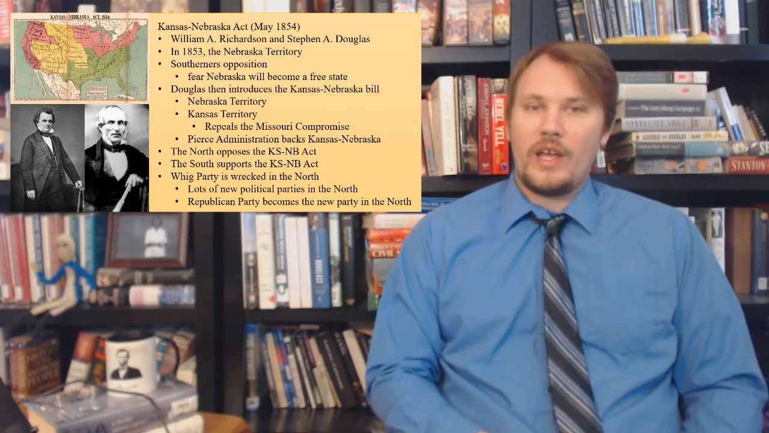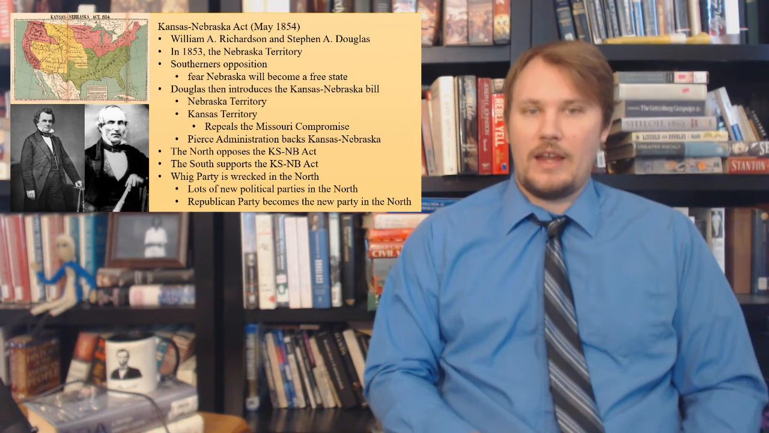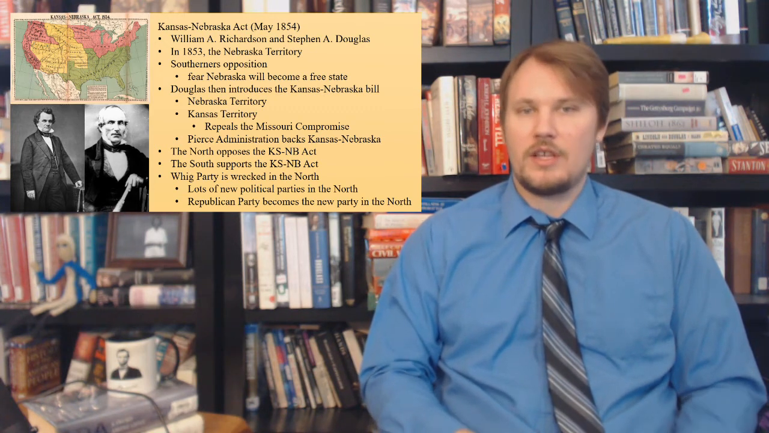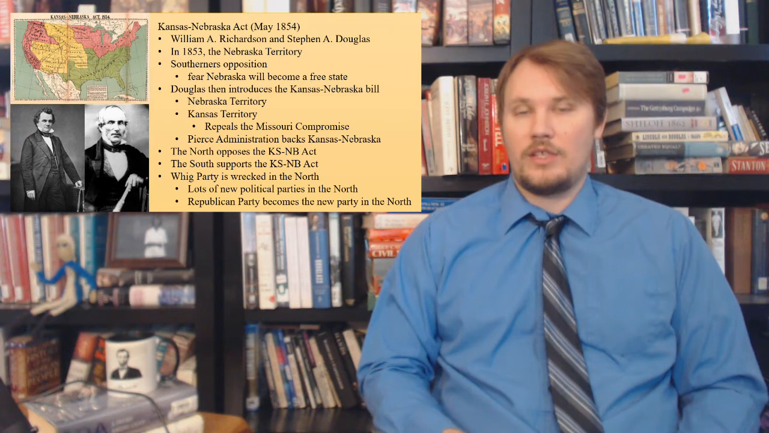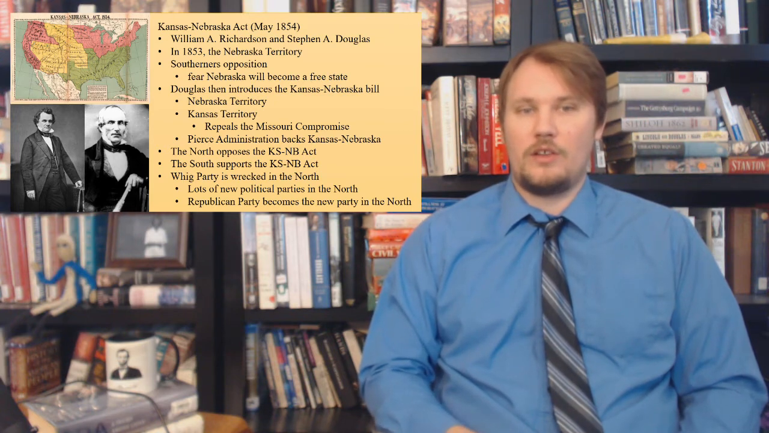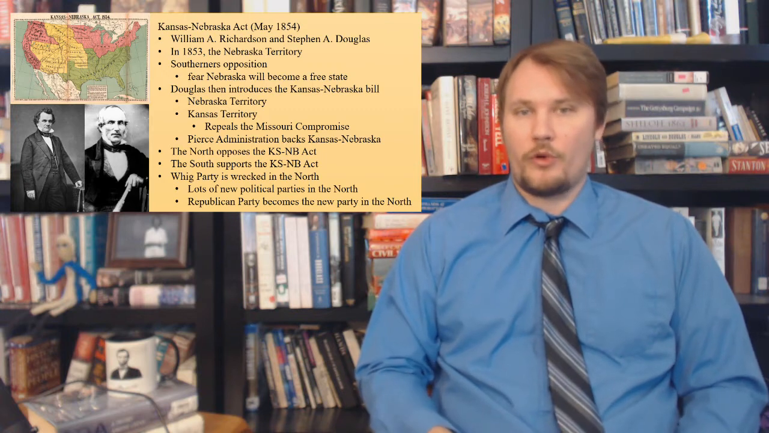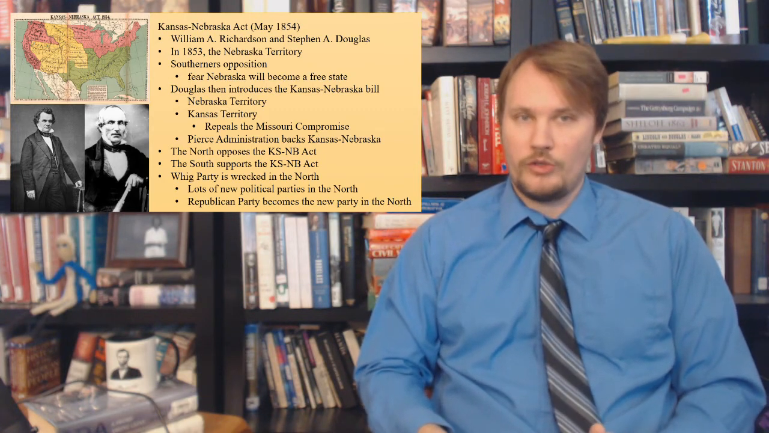So though not every Whig opposed the Kansas-Nebraska Act and not every Democrat supported it, you did have a voting pattern based on sections. Democrats and Whigs in the South tended to support it, while Democrats and Whigs in the North tended to oppose it. Although overall, more Democrats supported it and more Whigs opposed it.